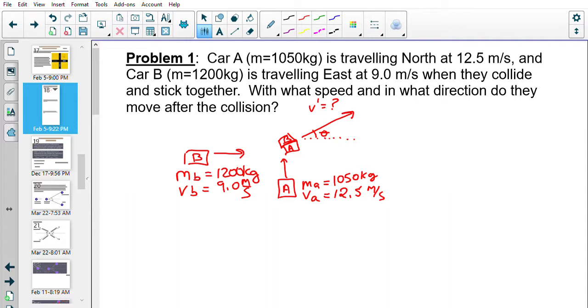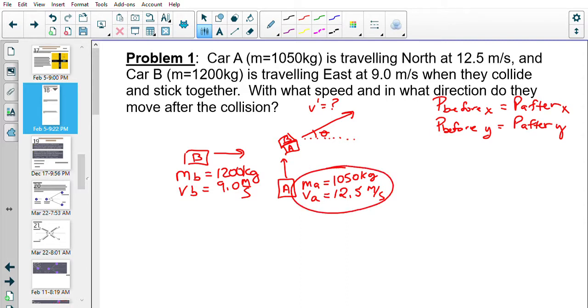Okay, so to solve this, we need to go with not just the momentum before equals the momentum after, but what we've learned is that this is also true in each direction. So all of the x momentum before equals all of the x momentum after, and all of the y momentum before equals all of the y momentum afterwards. Okay, so in each direction, you know it's conserved. So I can use MA and VA before. This is going to be my total momentum in the y direction for PA.